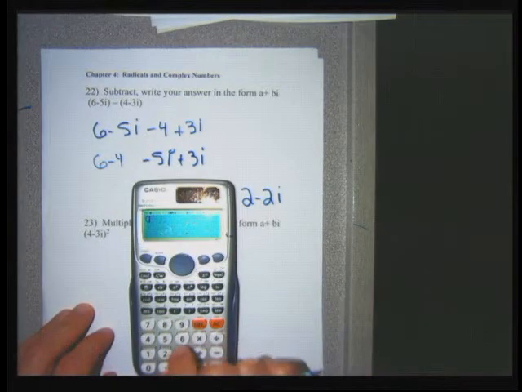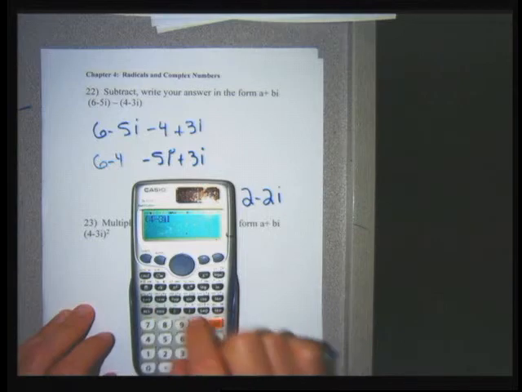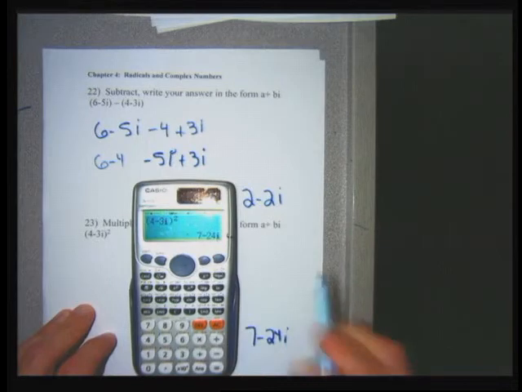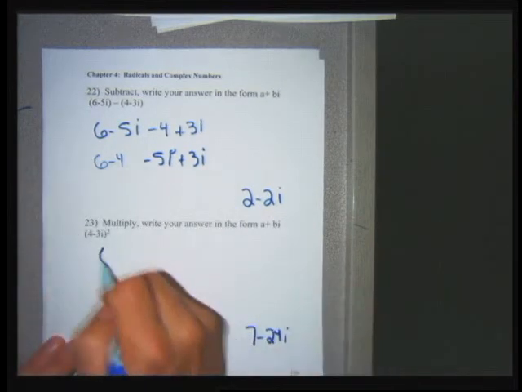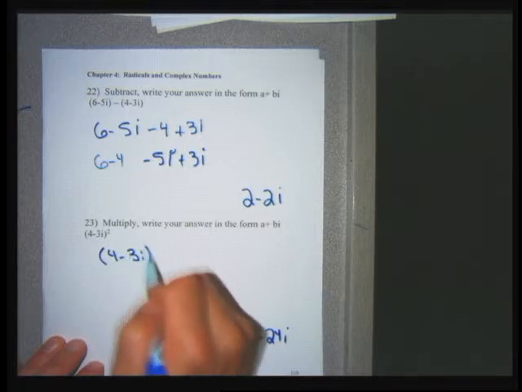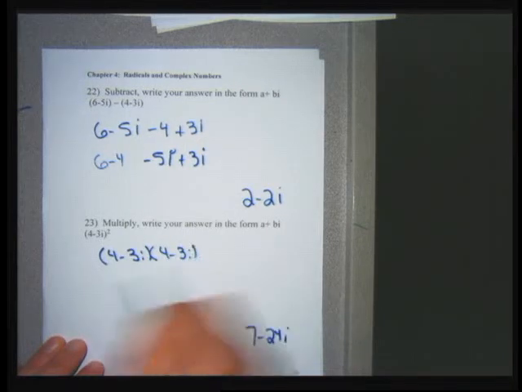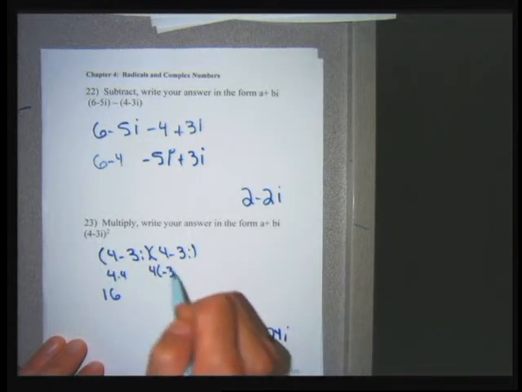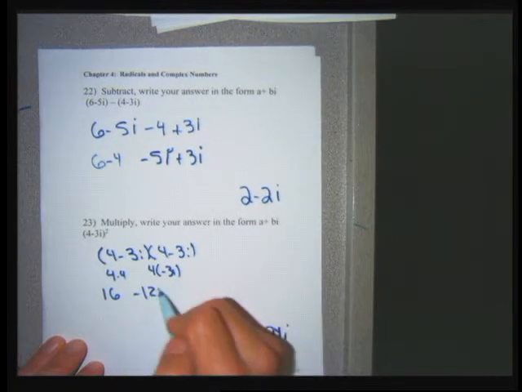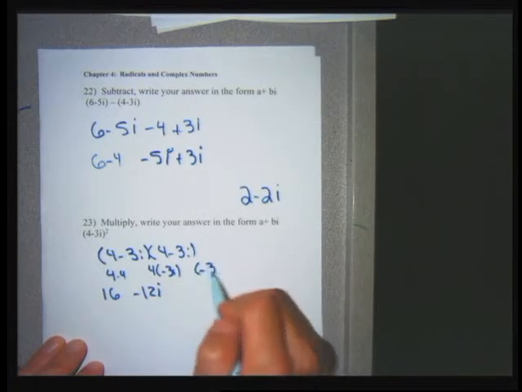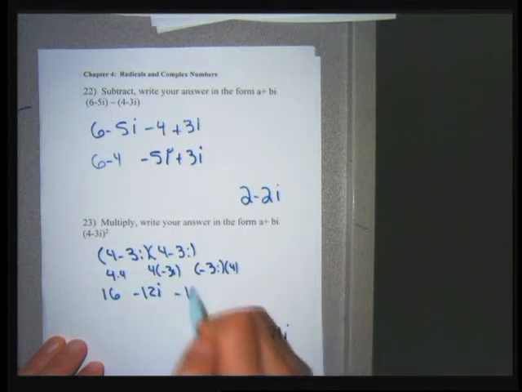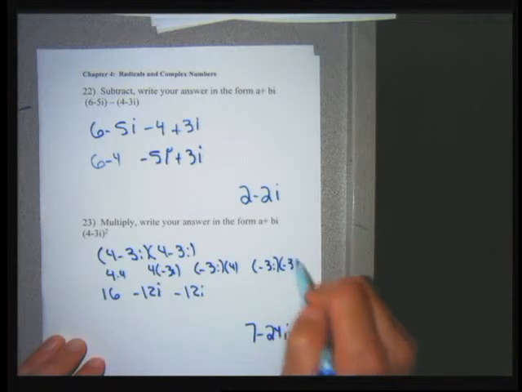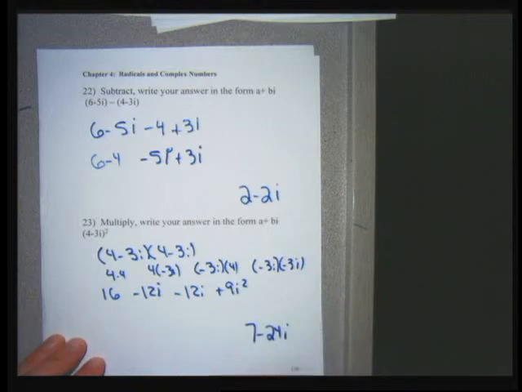23: 4 minus 3i parentheses squared equals 7 minus 24i for an answer. By hand, I have to make this a FOIL problem. It's 4 minus 3i times 4 minus 3i. Firsts are 16. Outers are minus 12i. Inners are another minus 12i, and the lasts are minus 3i times minus 3i. That's a positive 9i squared.